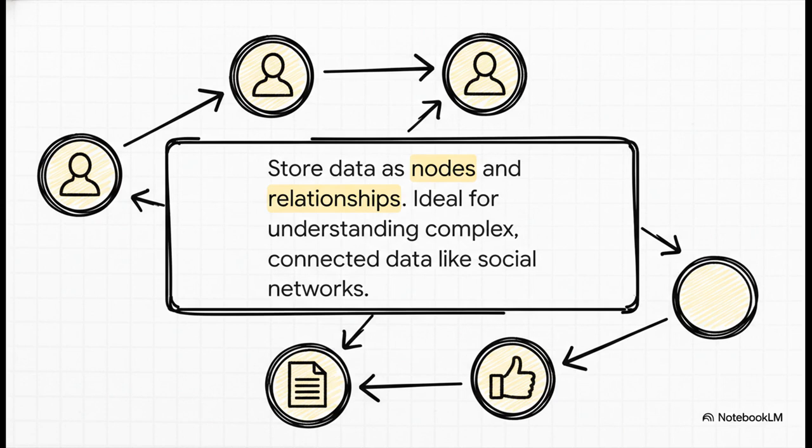These are custom-built for data that's all about connections and relationships. The classic example is a social network, right? You've got people who are nodes, and they're connected by relationships like "is friends with" or "likes a post." A graph database is designed from the ground up to map out and query those complex networks.